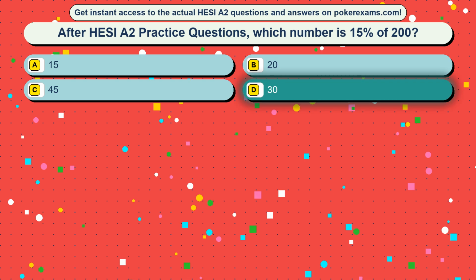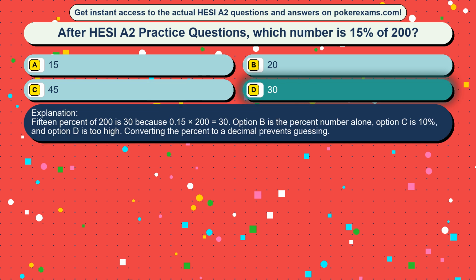The correct answer is option D, 30. 15% of 200 is 30 because 0.15 × 200 equals 30. Option B is the percent number alone, option C is 10%, and option D is too high. Converting the percent to a decimal prevents guessing.